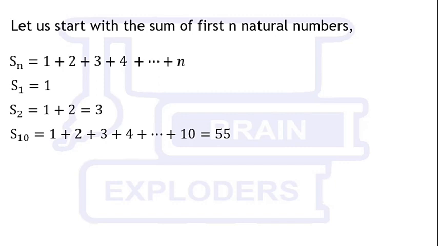But if someone asks for the value of S1.5 or S2.5, then they are asking for the sum of first 1.5 or 2.5 natural numbers, which is an invalid question. We will come to it later. Let us first discuss the general formula for the sum of first n natural numbers.